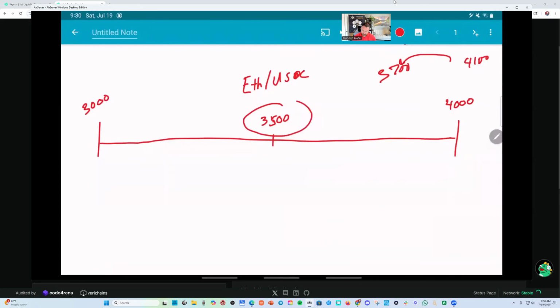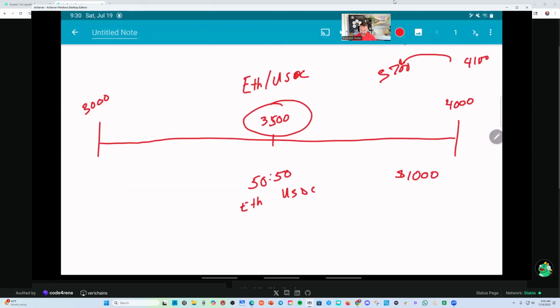When I start my position, assuming that I put the current market price directly in the middle of my range, I'm going to have about a 50-50 ratio between ETH and USDC. Meaning if I put in $1,000, about $500 of that will be in the form of Ethereum, and about $500 of that will be in the form of USDC.